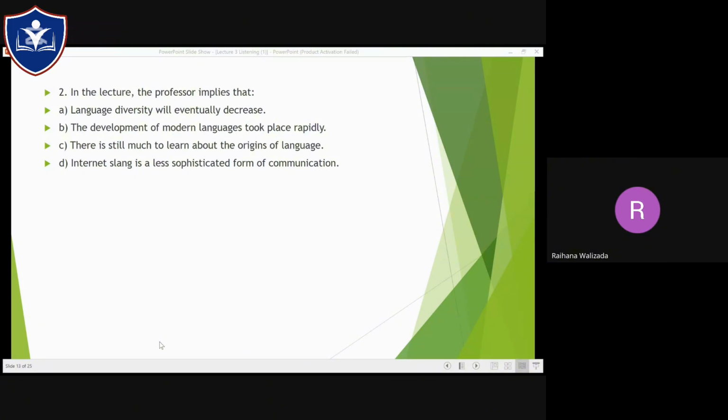B, the development of modern languages took place rapidly. C, there is still much to learn about the origins of language. D, internet slang is a less sophisticated form of communication.